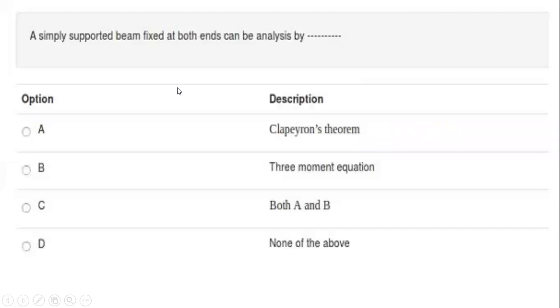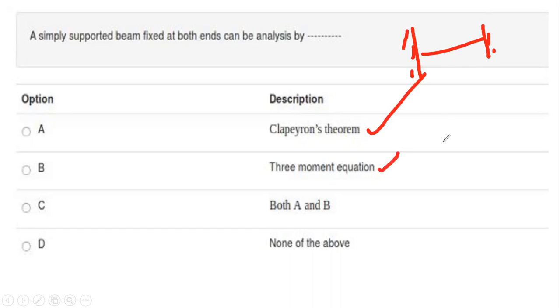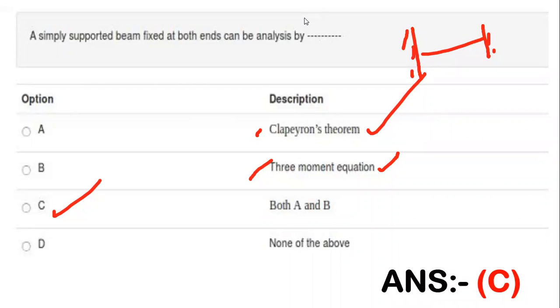Okay, next, simply supported beam fixed at both the ends. That will be our fixed beam. It can be analyzed by Clapeyron's theorem, we can use for analysis of fixed beam. Three moment theorem is also called the Clapeyron's theorem. So both the methods can be used, which are one and the same. You can say Clapeyron's three moment theorem or three moment theorem, means the correct answer is option C, both A and B, Clapeyron's three moment theorem.